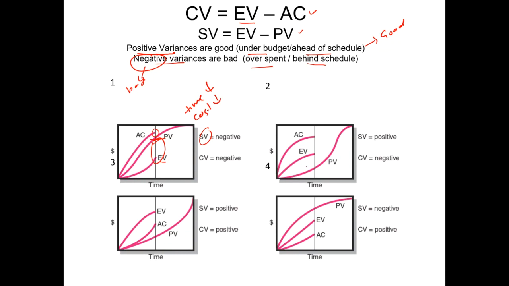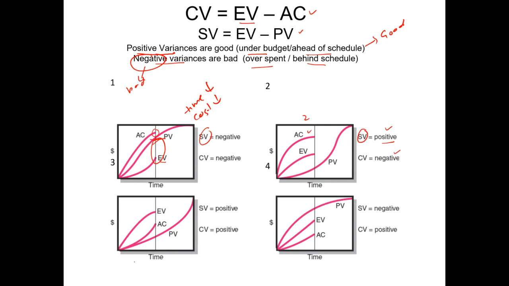Here we see the second graph, where this is the plan value line, and this is the actual cost. And here we could see that in terms of schedule variance, it's a positive answer. So in terms of schedule, we are ahead of schedule. However, in terms of cost, we are spending more than what is expected.